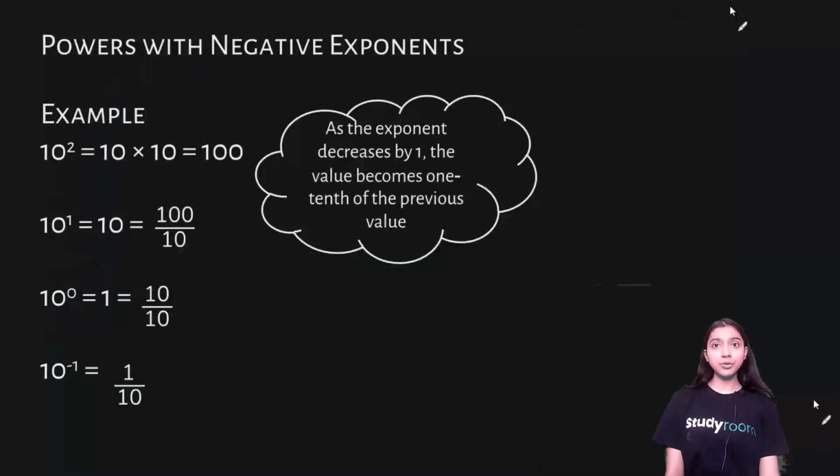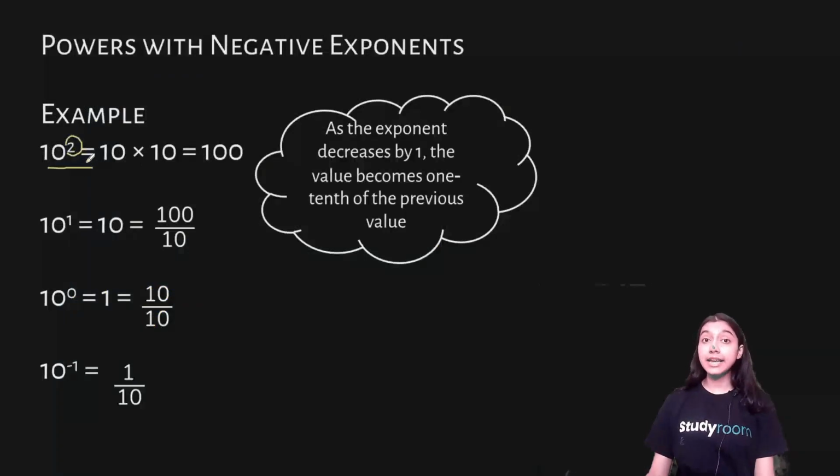Now let us deal with some examples. If we have 10 square, this 2 represents the exponent, that is the number of times 10 needs to be multiplied with itself. So 10 will be multiplied with itself 2 times. So 10 square means 10 multiplied with 10, that gives us 100. Next we have 10 to the power of 1, that means 10 will be multiplied with itself just a single time. So that will be only 10, and it can also be written as 100 by 10. Now 10 to the power of 0. This is a rule of exponents that anything to the power of 0 gives us 1. So 10 to the power 0 is 1.